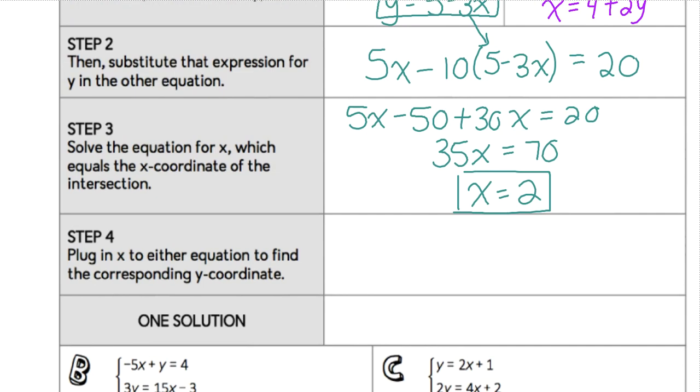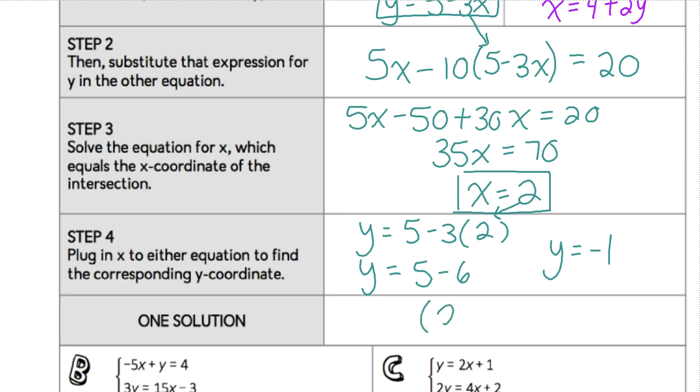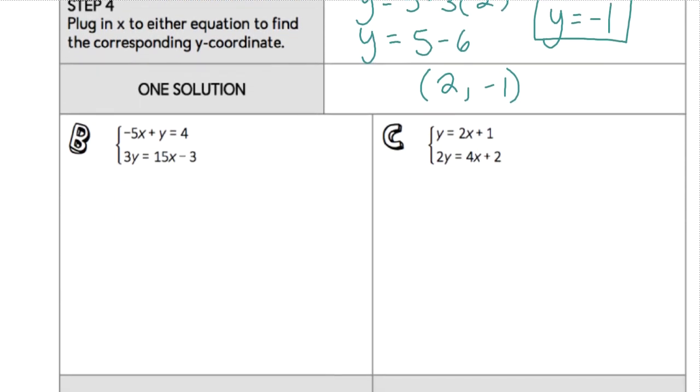So going back to my equations, I'm going to say y equals 5 minus 3x, but instead of x, I'm going to substitute the value I know, which is 2. And I'm going to get that y equals 5 minus 6. I'm going to get that y equals negative 1. My one solution here is the coordinate pair 2, negative 1, where both the x and y come together. Let's do a couple practice with those down here.